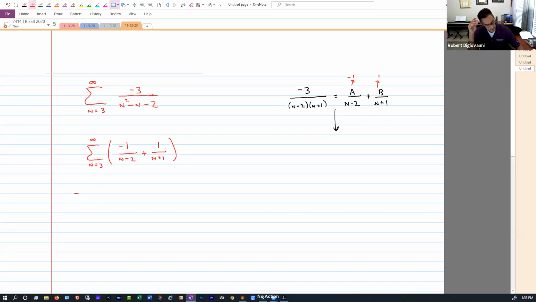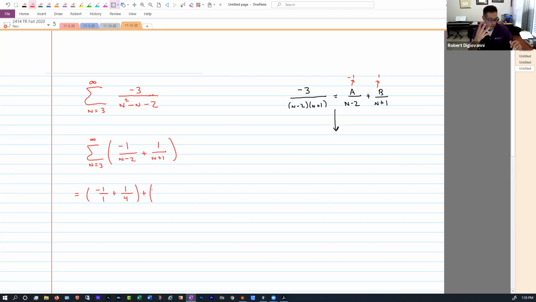So start plugging in values for n, and where are we going to start? 3. Okay, be careful. Start at 3. So if I plug in 3, I'm going to get -1 over 3 minus 2 is 1, plus 1 over, I'm plugging in 3, 3 plus 1 is 4, so 1/4. Plus, next one.